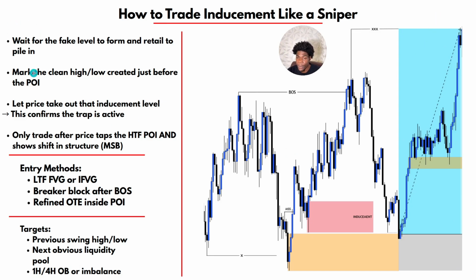And then for number three is to let price take out that inducement level. This right here confirms that the trap is active. You see that price pushed down lower and cleared this inducement level right here, right? It gave us a liquidity sweep right here. This right here is like, oh, okay, cool. Now the trap activates, right? Now we know that their stop losses, early traders, are taken.